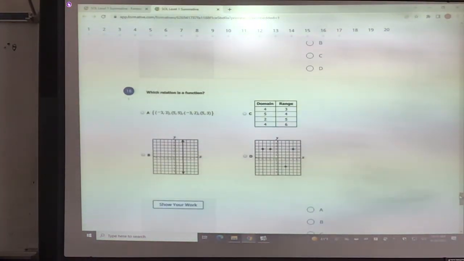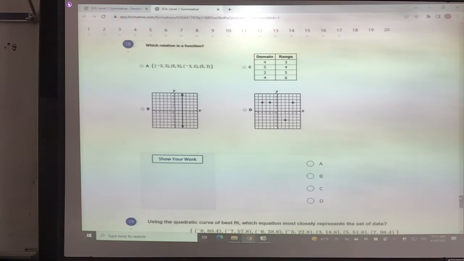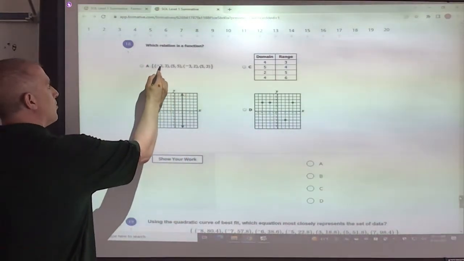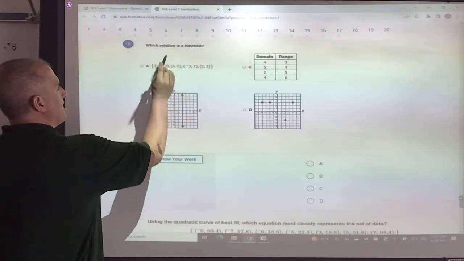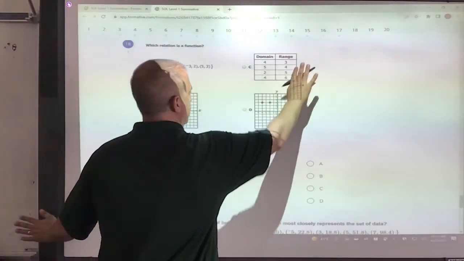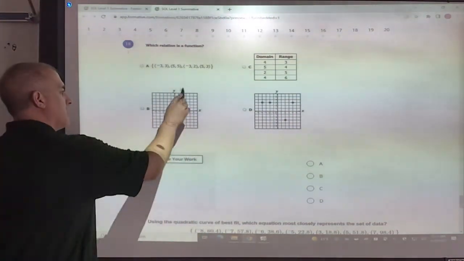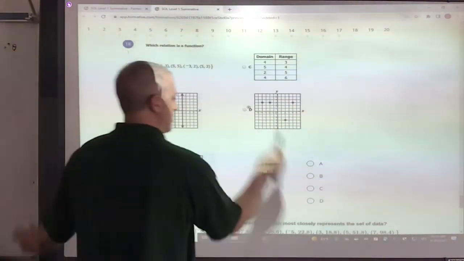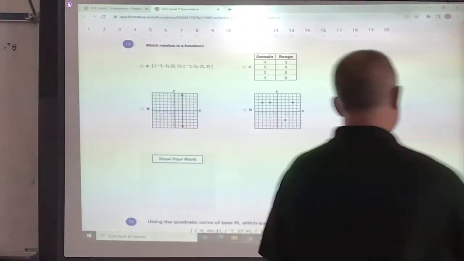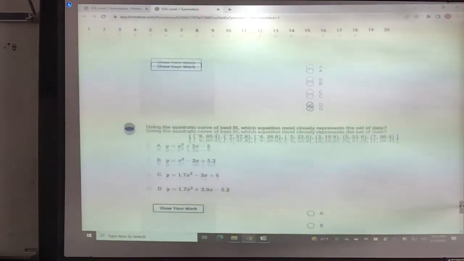Which relation is a function? Well, let's go function by function here. Would this be yes or no? Since these 2 negative 3's repeat, this would be a no. These 4's repeat. This is a no. A vertical line. This is a no. So the only one that actually is a yes is that one. Moving on.